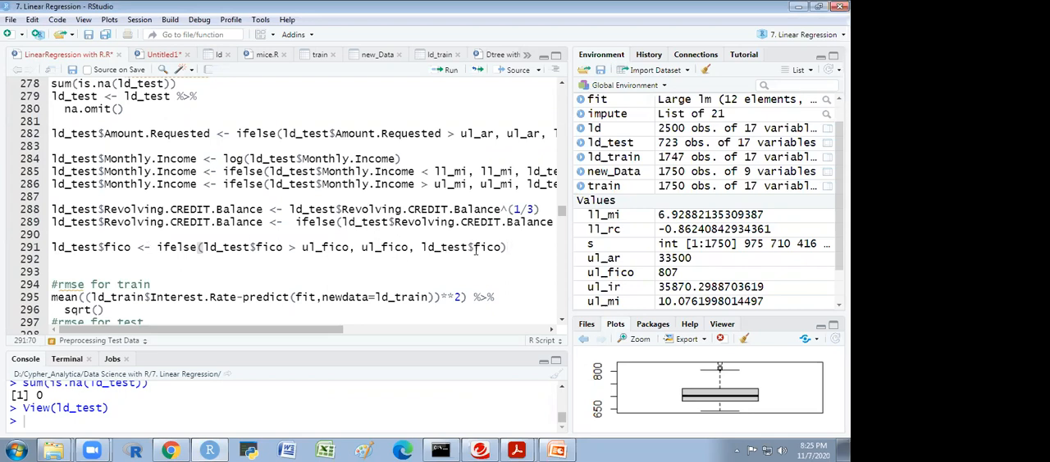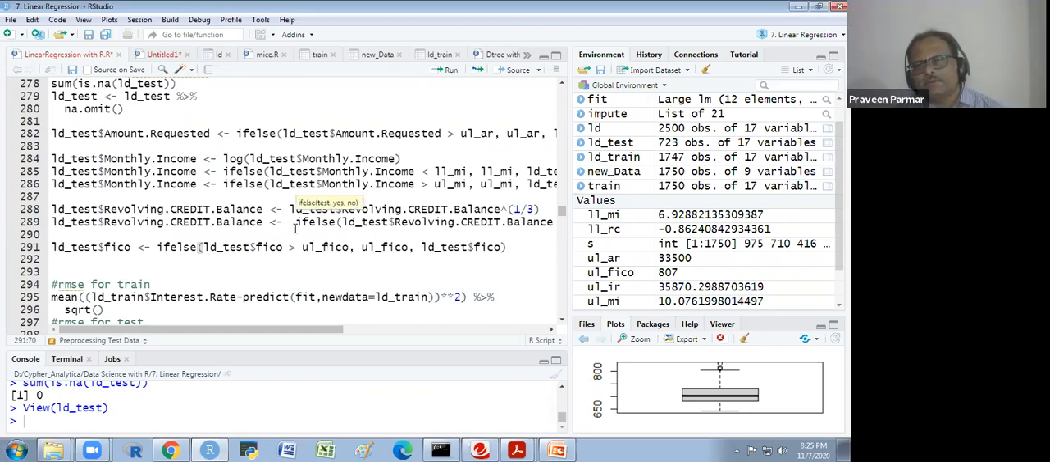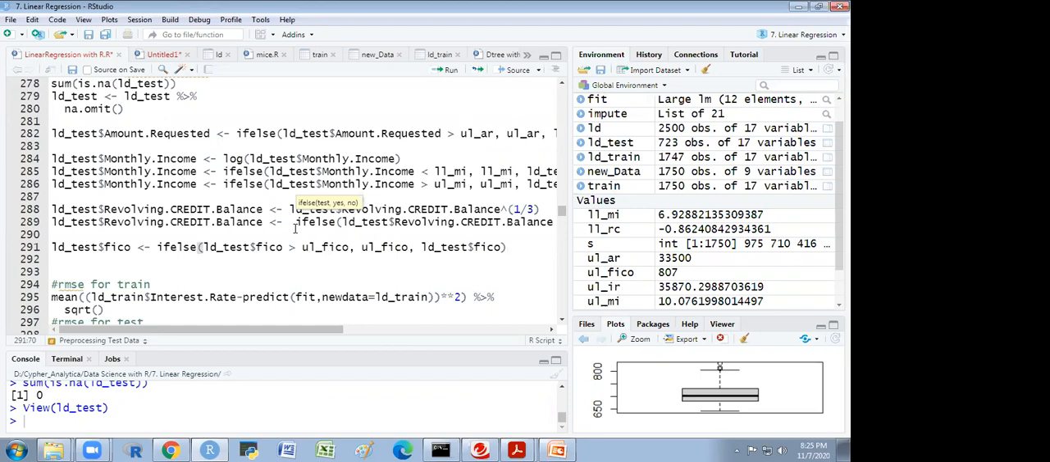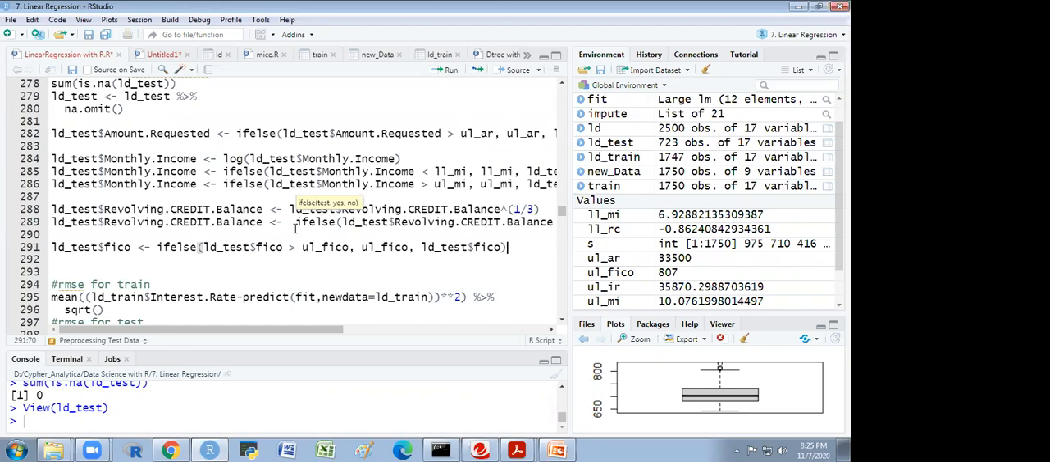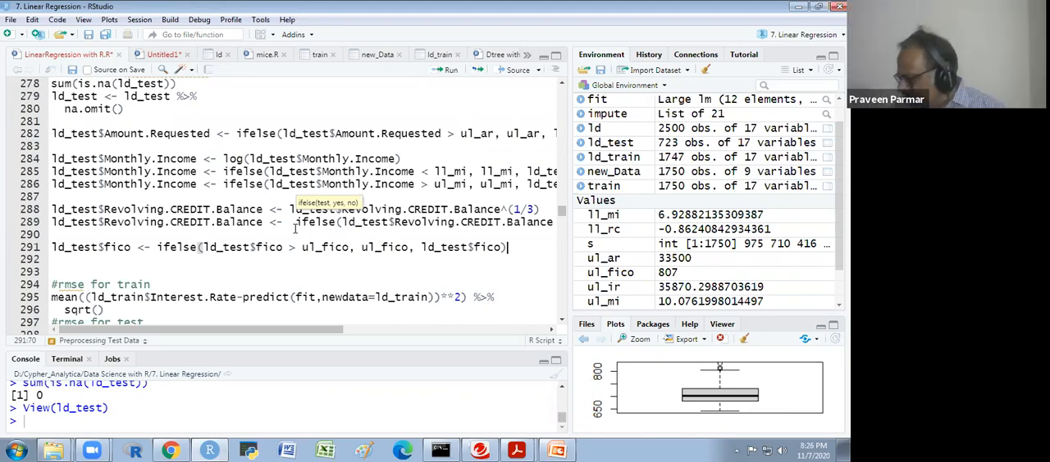Why have you skipped the interest rate column, sir, in the test data? That is a target variable, so we need not pre-process it. That we want the prediction. Okay. That we don't want as an input.